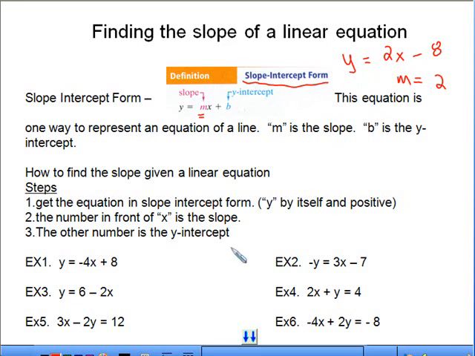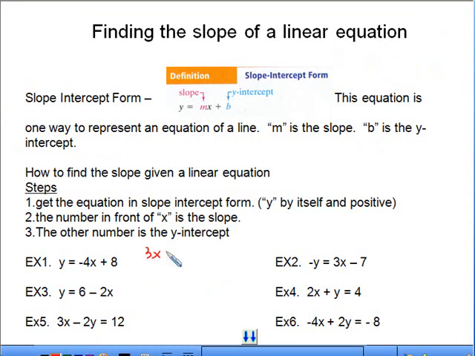So for example here, number 1, y is by itself and positive, so it's okay to find the slope now. So m, we know, is the number in front of x, so that's -4. Example 3 here, y is by itself and positive, so m is going to equal, what's the number in front of x? -2. Now this problem right here, y isn't by itself and positive yet, so you're going to have to get y by itself and positive before you can find m. So let's do that.